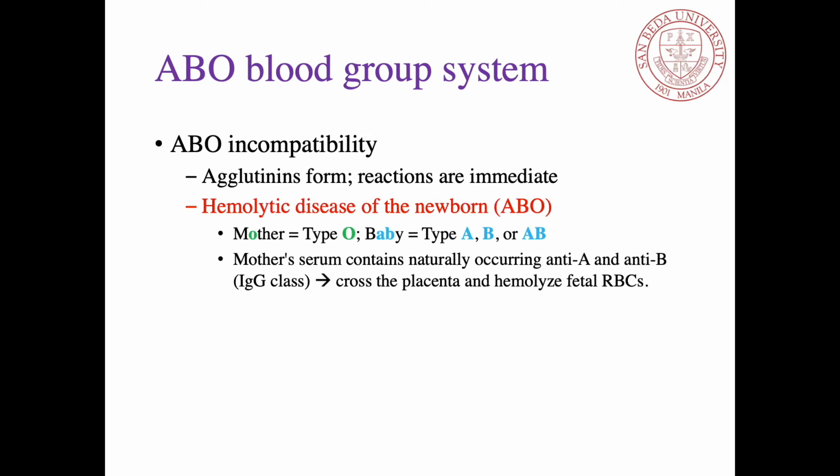When ABO incompatibility occurs in the fetus or in the newborn, hemolytic disease of the newborn results. The usual setup here is that the mother is type O, while the baby is either type A, B, or AB. As will be explained further later, type O individuals have naturally occurring anti-A and anti-B IgG antibodies, which can cross the placenta and hemolyze fetal RBC.